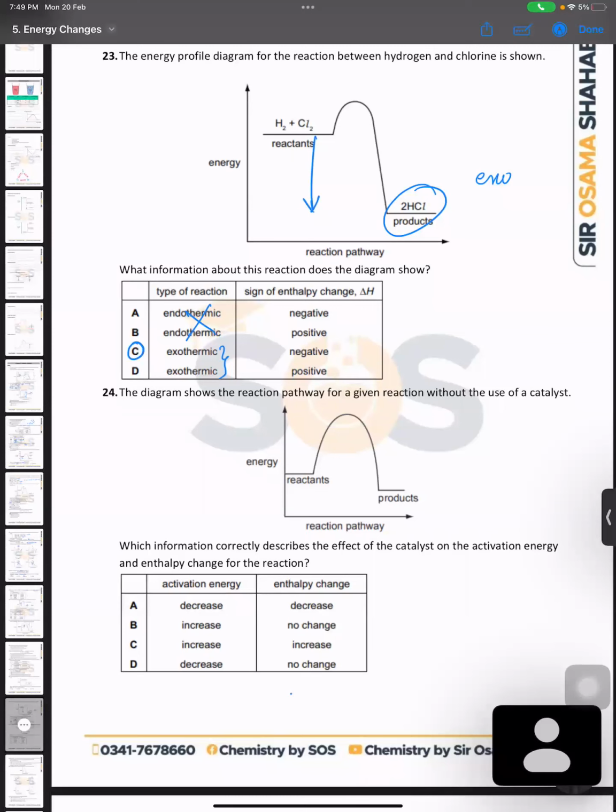Absolutely right, Shayan. Good job. Yes, Tuba, what should be the answer of the 24th MCQ, son? D. Tuba says the answer will be D. So let's see, children, whether your answer should be D or not.